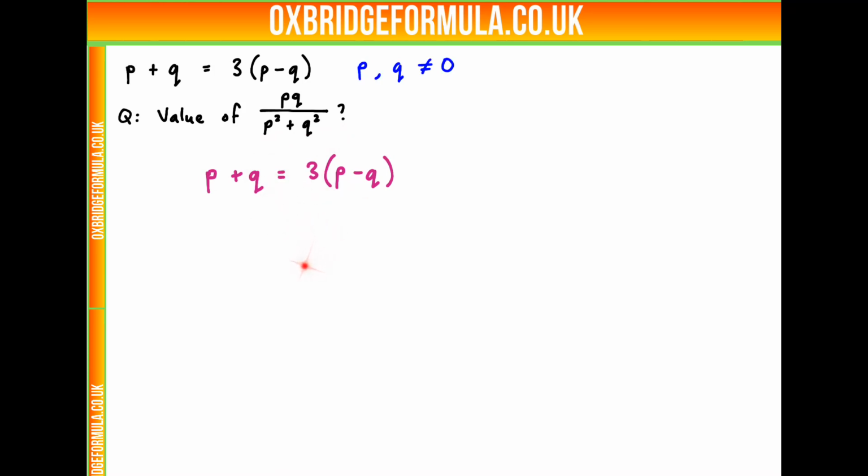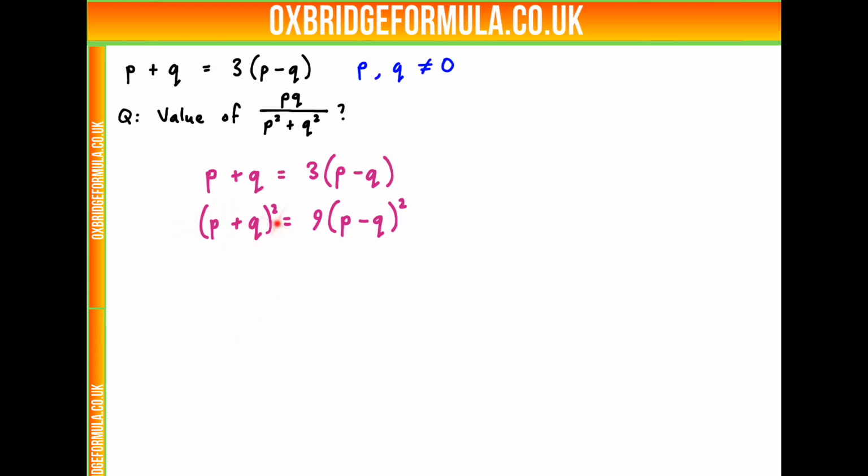We have p squared plus q squared, p plus q all squared. And on the right hand side, what must we not forget to do? We need to square the 3 to get 9, and that's multiplied by p minus q all squared. So what next? Well, to get a term that looks like this and like this, we're going to need to expand both of these brackets out.